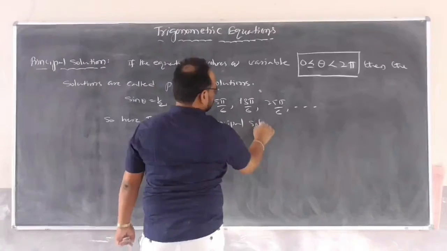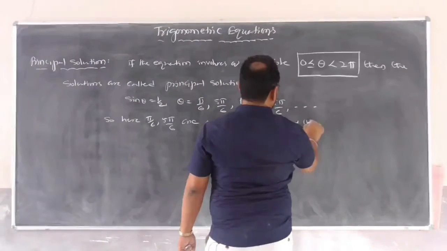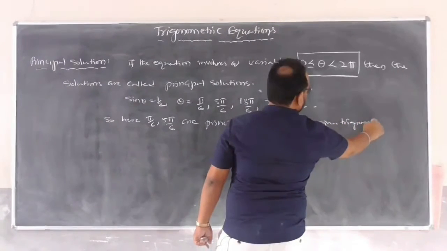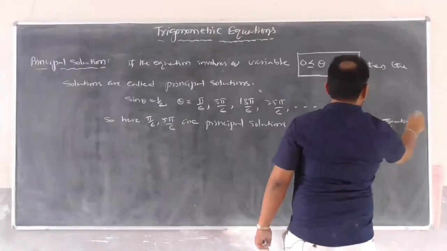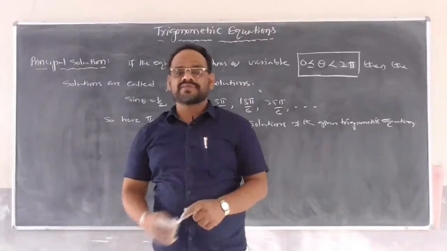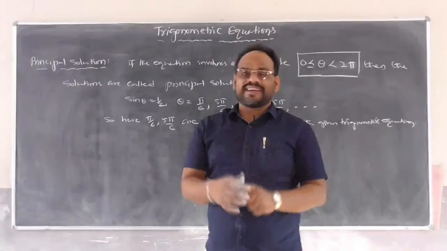Principal solutions of the given trigonometric equation. Observe here. If you take one example, sin theta equals 1 by 2. That means it has infinite number of solutions.